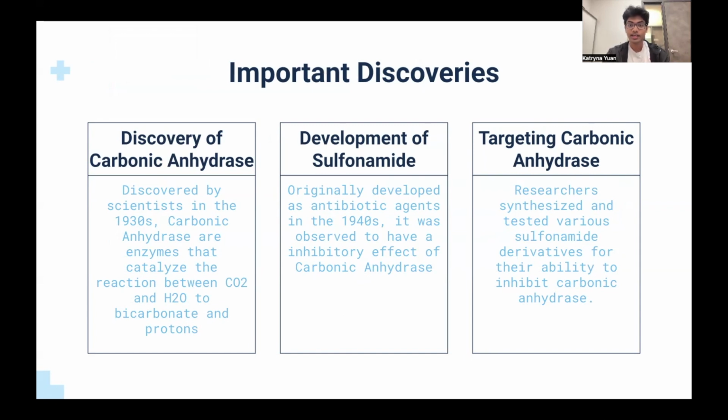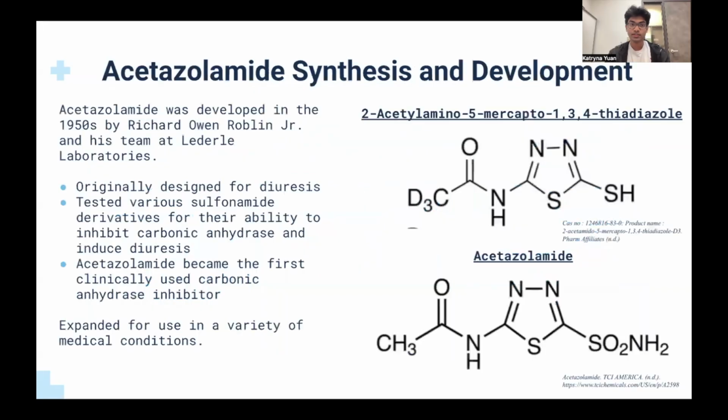Following a decade after, in the 1940s, sulfonamide was developed as an antibiotic agent. However, one of the side effects was that it was also found to have an inhibitory effect on the enzyme carbonic anhydrase. Finally, a decade after that, in the 1950s, a team of scientists decided to put the two developments together and synthesize various derivatives of sulfonamide in order to inhibit the enzyme. This discovery was specifically driven by Richard Owen Roblin Jr. in the 1950s and his team.